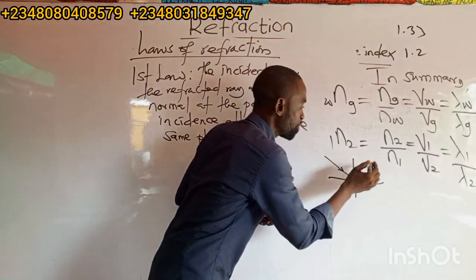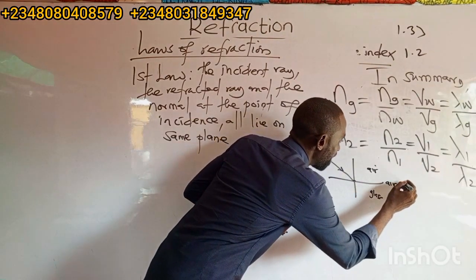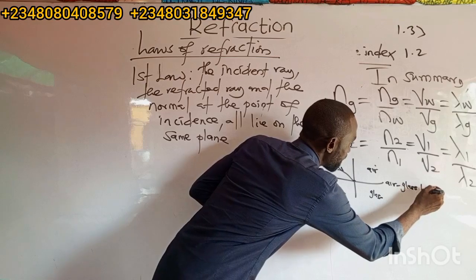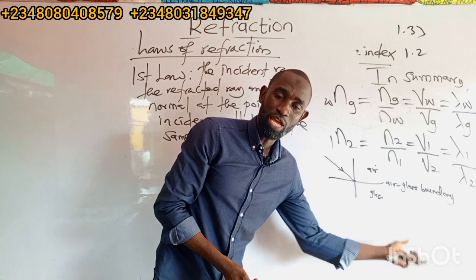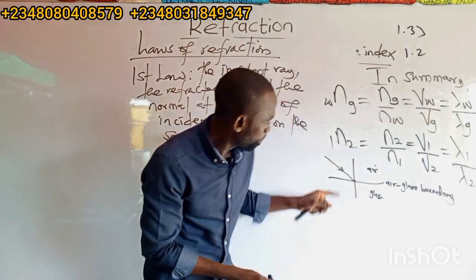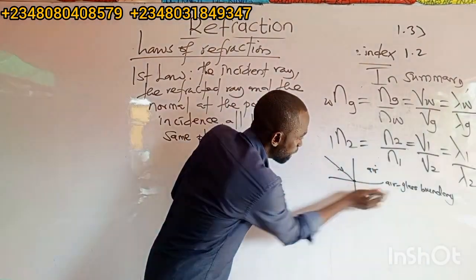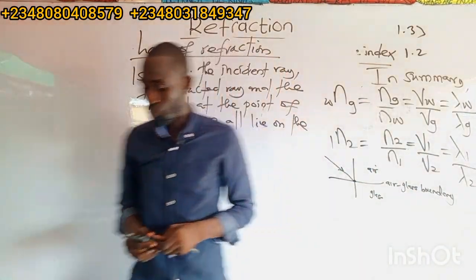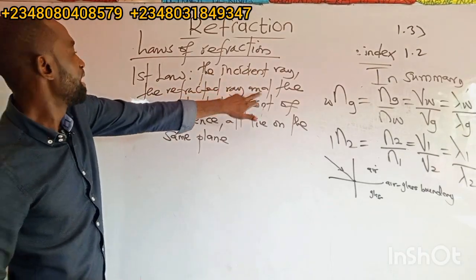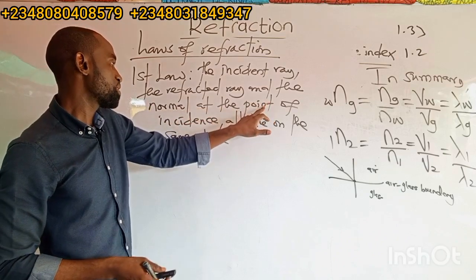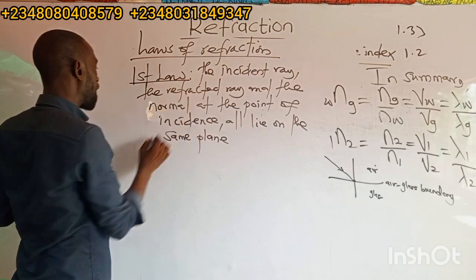This is the surface of separation. So if I have air here, I have glass here, this place is called the air-glass boundary. Air-glass what? Separation. Are you with me? Is it clear? So the point at which this incident ray in the first medium strikes the surface of separation is what we call the point of incidence. So the law says the incident ray, the refracted ray, and the normal at the point of incidence all lie in the same plane.